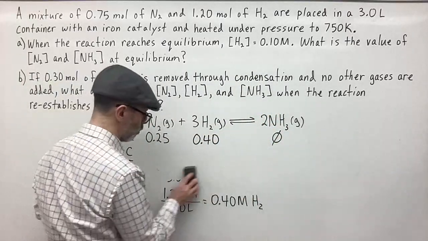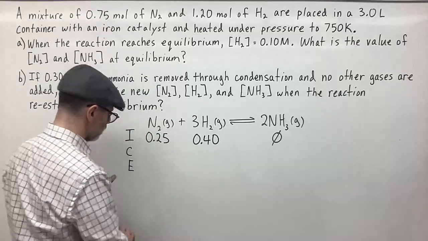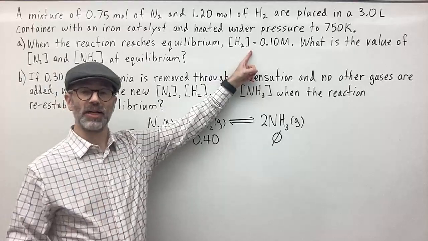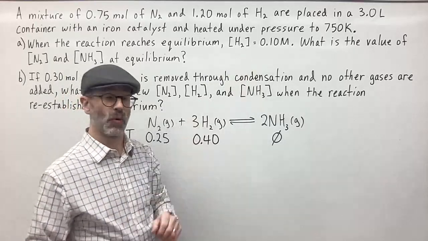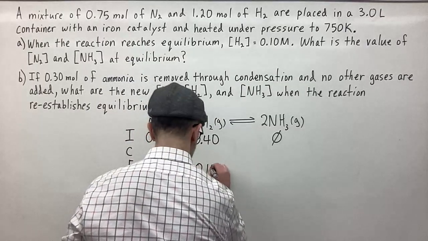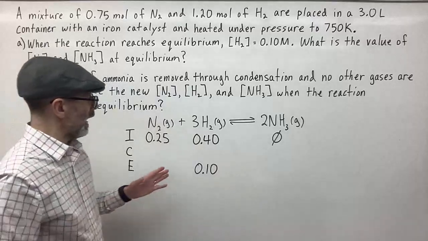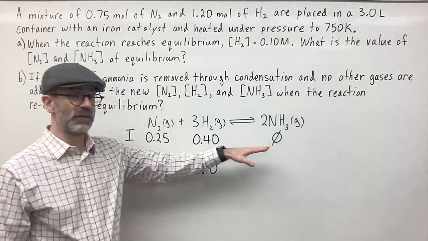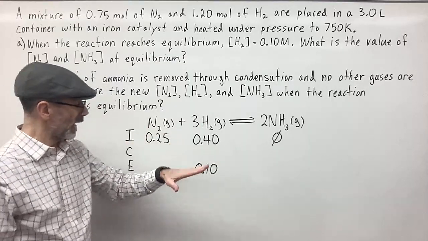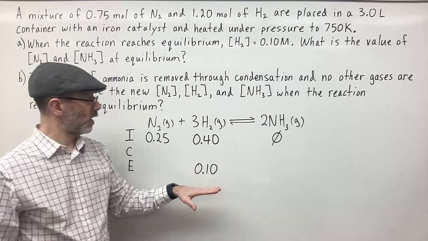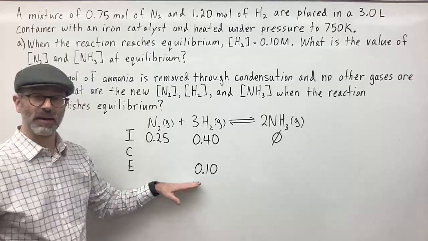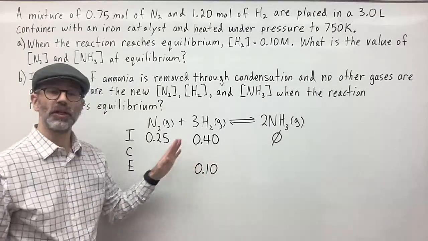Now that we have our initial concentrations, they told us that the equilibrium concentration of H2 is 0.10 molar. So let's go ahead and put that in our table. So that's going to be 0.10. And whenever you have all of the initial concentrations of the species in your balanced equation, and you have at least one equilibrium concentration of one of your species, products or reactants, you can fill in the rest of the table.